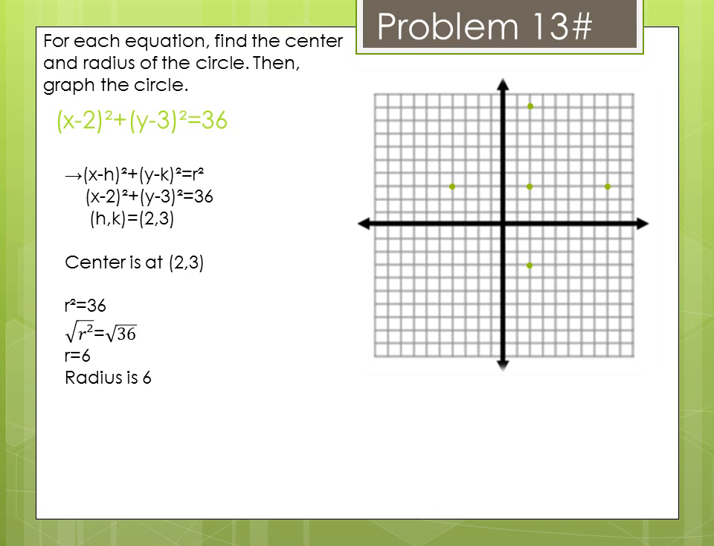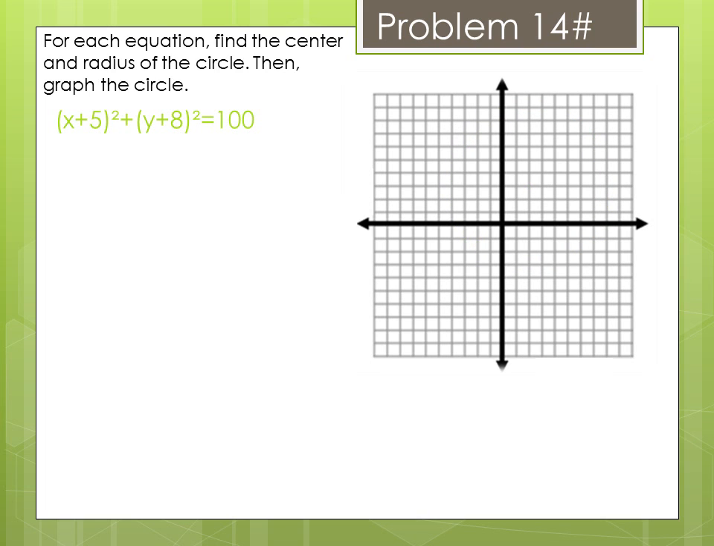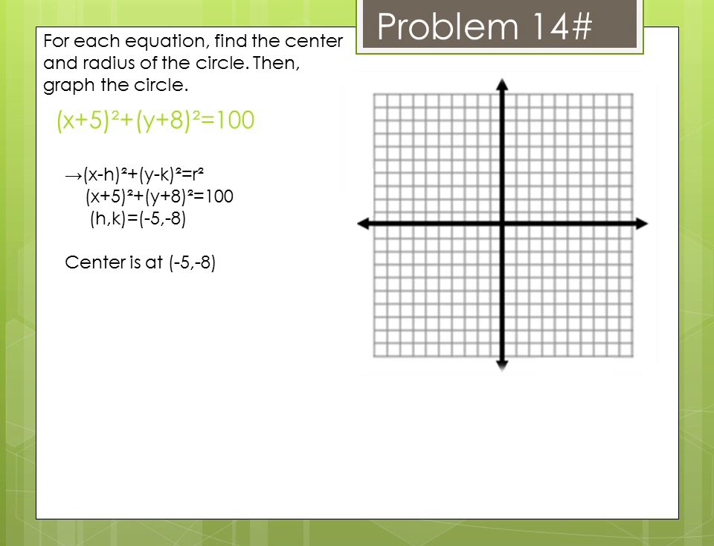And now that I have a few points plotted, I'm going to graph the circle, and it should give you this. Same thing. Our equation this time is (x + 5)² + (y + 8)² = 100. Here's the equation for a circle. And (h, k), which is your center, is going to be equal to (-5, -8). So your center is at (-5, -8).